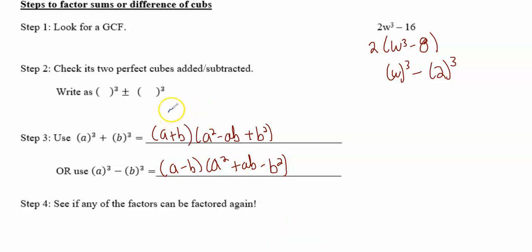A way to help us remember the signs is SOAP. This is the same sign as the original, this is the opposite sign, and this is always positive. So I had a plus, negative, negative. Same sign as the original, opposite sign as the original, always positive. Look down here, and this one's negative, so it's the same sign, opposite sign, always positive.